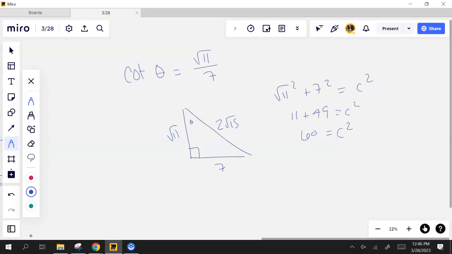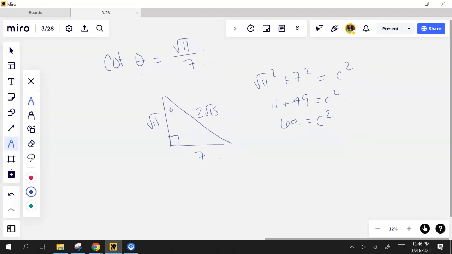I got that opposite equals 7 over. All right, let's see. Sine is opposite over hypotenuse.